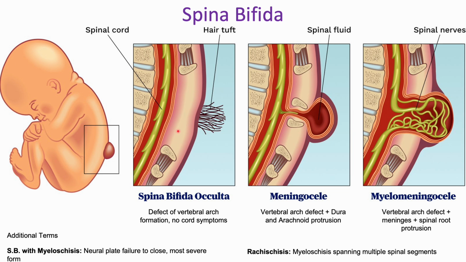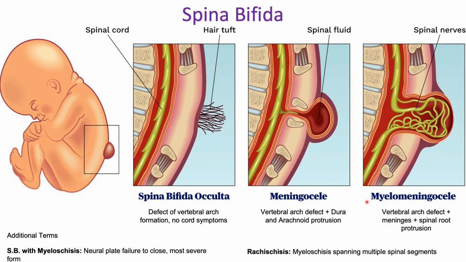Oftentimes, this will have no clinical symptoms, but the telltale tuft of hair in the lower lumbar region is usually associated with development of spina bifida occulta. Next, you have spina bifida with meningocele. So meningocele, there's a cyst with the meninges involved. So you have failure of the vertebral arch to form, same as you do in spina bifida occulta, but now you have the meninges invaginating through, but not the nerves. Okay, so this is just the meninges associated with the cyst.